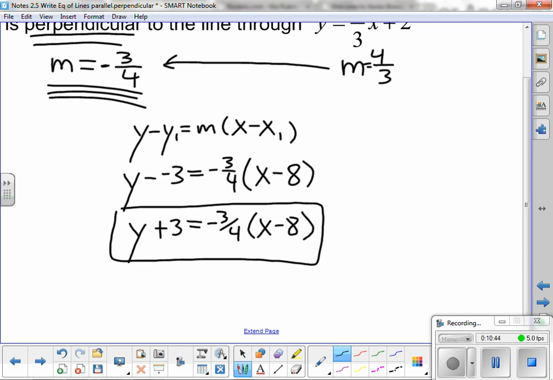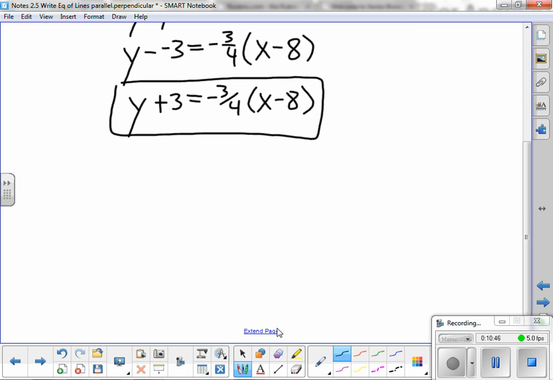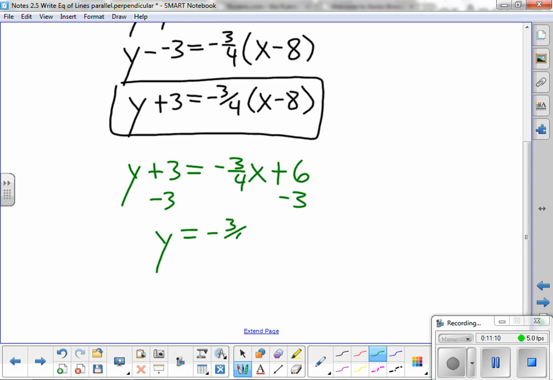If you wanted slope-intercept form, you would have to do a couple more steps. So let's say it did say slope-intercept, because I do want to show this. You would distribute the negative 3/4, so you get y plus 3 equals negative 3/4 x. Negative 3/4 times a positive 8 is a positive 6. Then you would subtract 3, y equals negative 3/4 x plus 3. And if it said it had to be in slope-intercept form, that would be your answer.